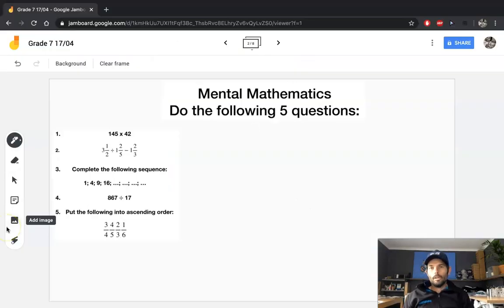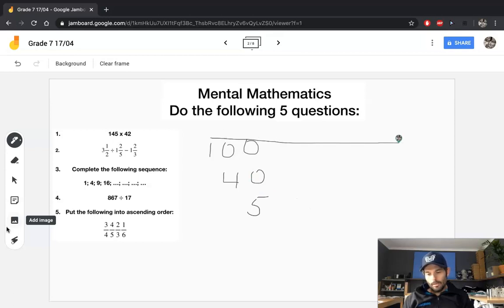Okay guys, so well done for working through those 5 questions. Okay, so the first question, 145 multiplied by 42, you absolutely could have done the column method. I'm going to show you a method that I like to use. So I'm going to split 145 into 100, 40, and 5. And I'm going to split 42 into 40 and 2.